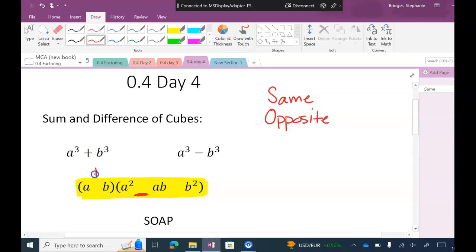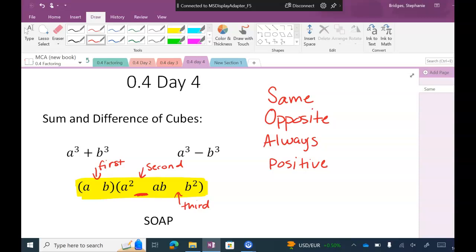So you'll have your first sign here. Your second sign goes here. And then your third sign goes here. And the AP represents your third sign, because that third sign is always positive. Same, opposite, always positive. The first sign will be the same as the problem. The second sign is the opposite of that sign. And then the third sign is always positive.